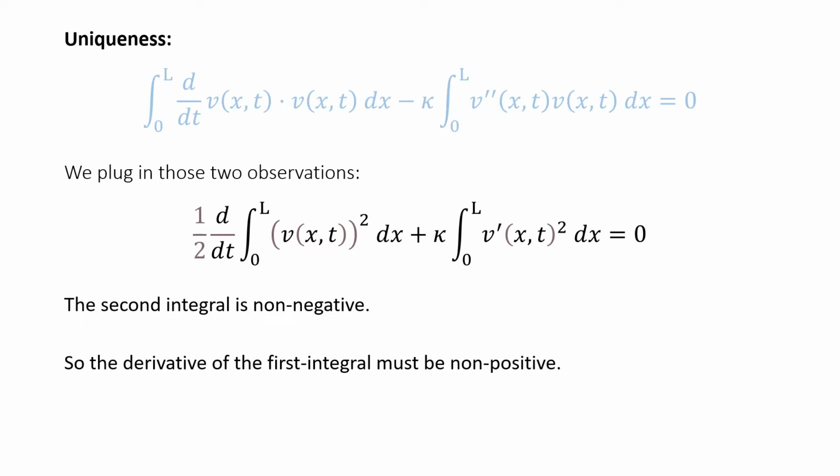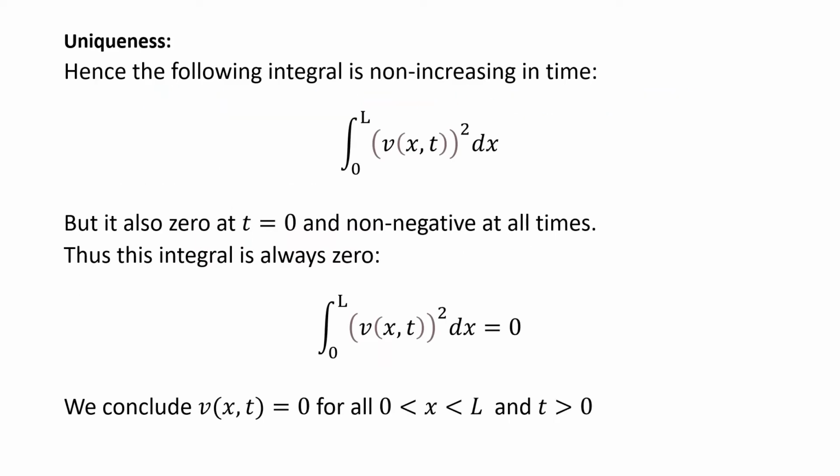Well, let's first observe the following. The second integral is non-negative. The integral of the square of v' is non-negative because we integrate a square. But then this formula means that the derivative of the first integral cannot be positive. It must be either 0 or negative. That leads to an important revelation, namely, the following integral is non-increasing in time. The integral from 0 to L of the square of v(x,t) dx for any time t can be not increasing in time. At this point, you should consider that integral as a function in t.